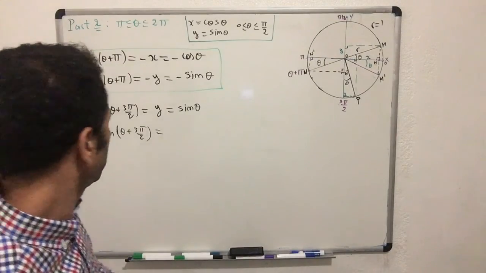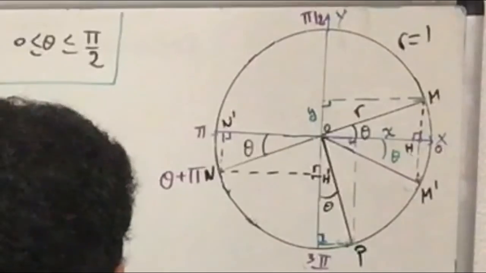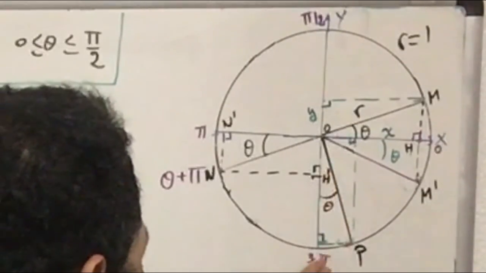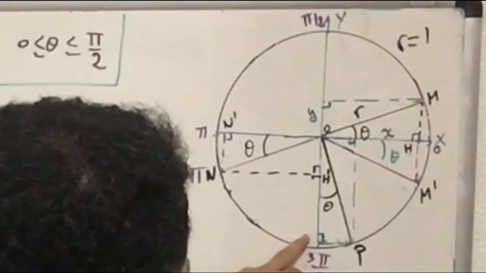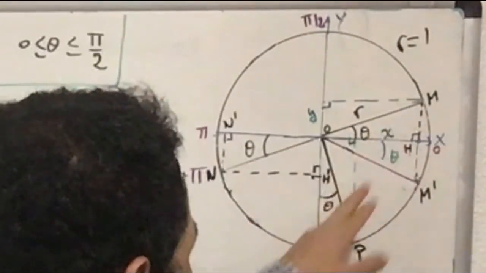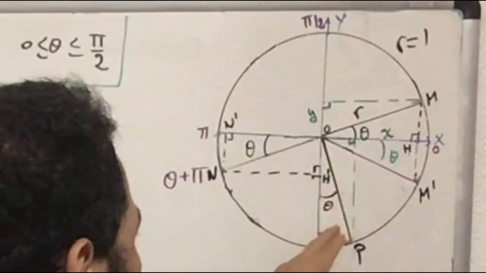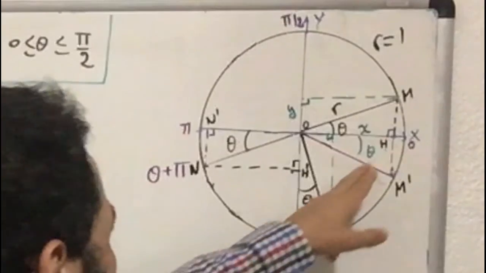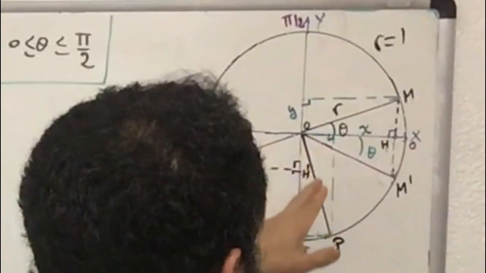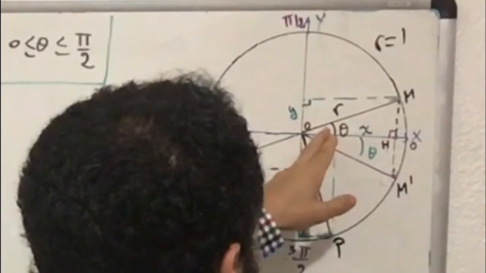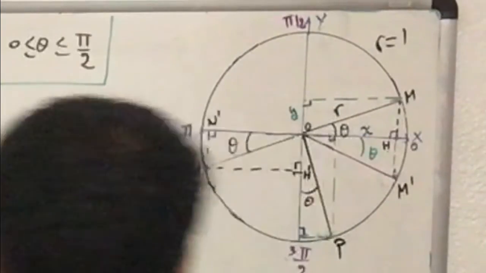Now let's move on to calculate sine of theta plus 3 pi over 2 at the same point. By doing the projection on the vertical axis in the negative side, I will have a right triangle. So I will have two congruent triangles because both of these triangles have the same theta and they are right triangles, and they also have the same hypotenuse distance because their hypotenuse equals the radius of the circle, which is r equal to 1.